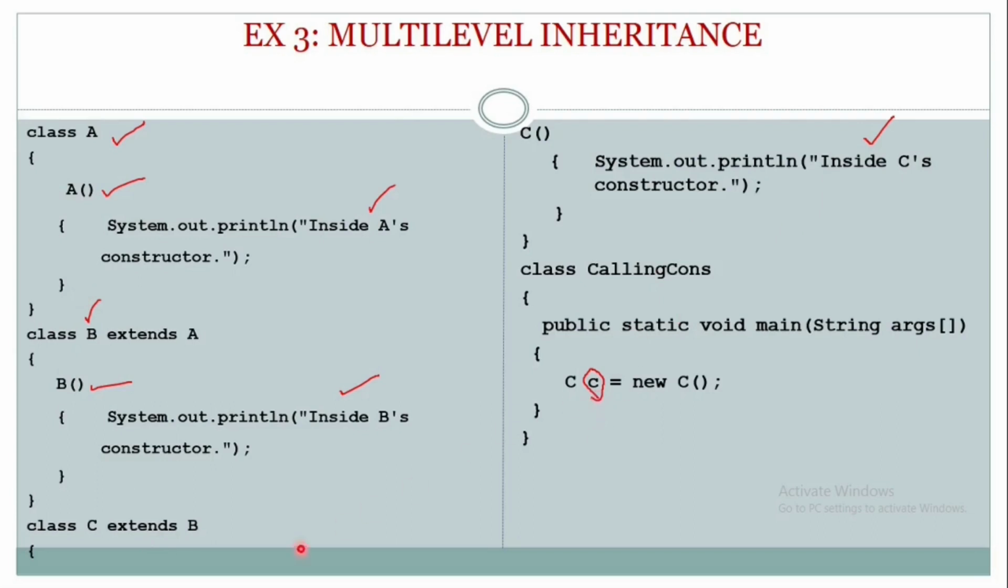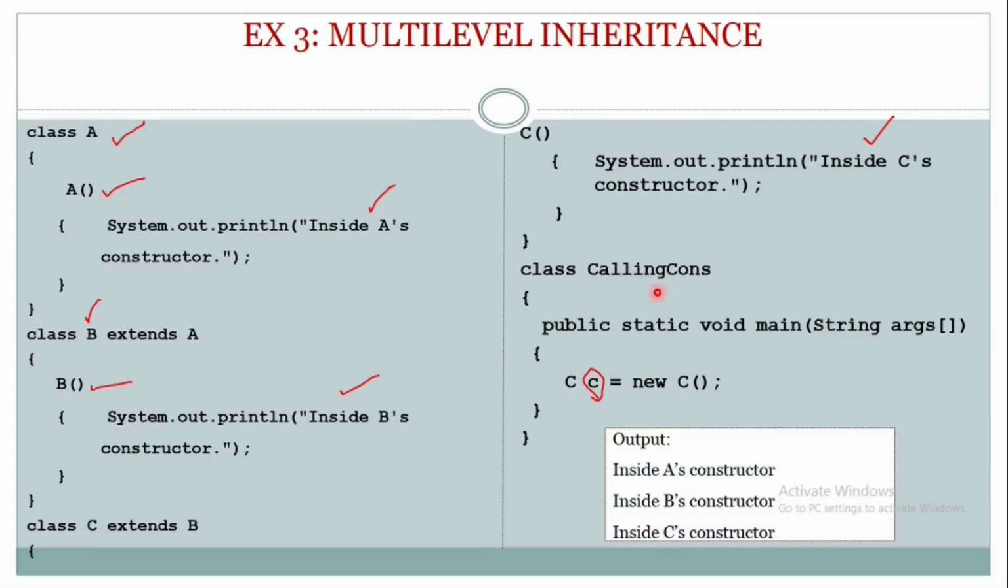Whenever an object of C is created, in which order will the constructors be called? Will it begin from C, the subclass, or from the superclass? The answer is that the constructors will be executed in order from superclass to subclass, which means first it will call A's constructor, that is the superclass. Then B's constructor is called, and finally the subclass, C's constructor, is called. The execution of the constructors will be in order based on superclass to subclass.